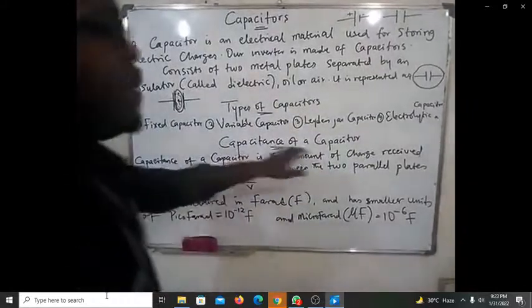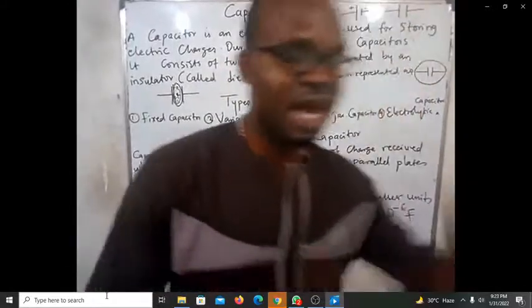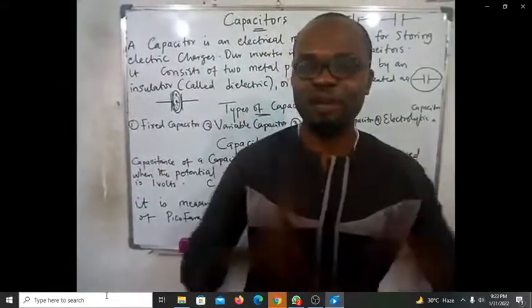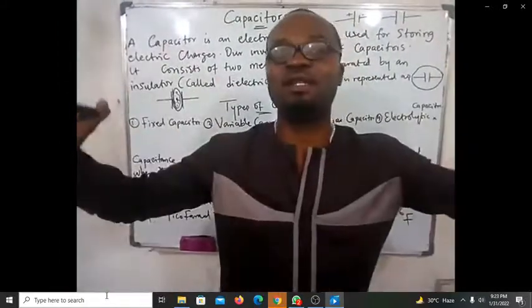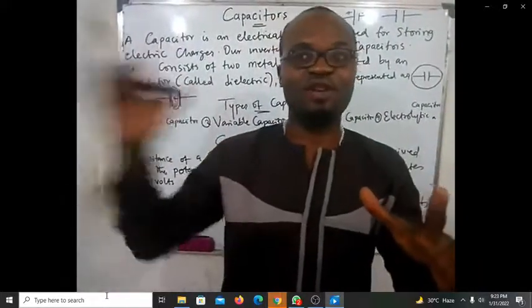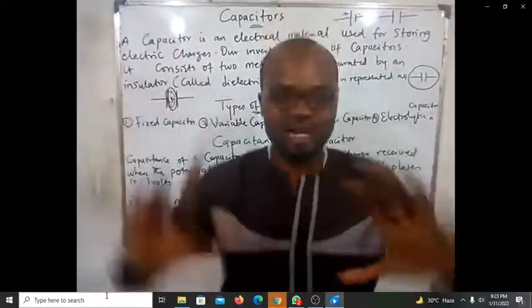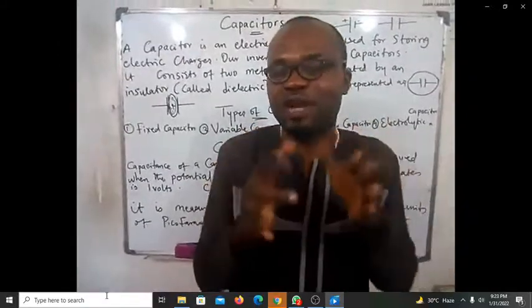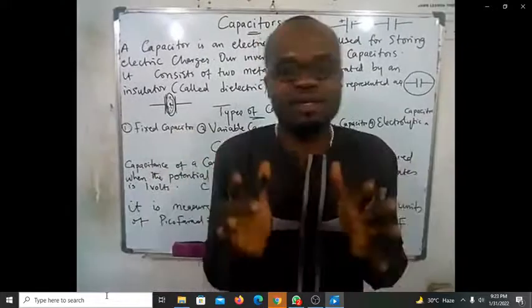Now we talk about the capacitance of a capacitor, the ability of a capacitor to store charges. A capacitor that has very high capacitance will store more charge, so that when the NEPA light or electricity goes out, it can supply much light. But if this capacitor has very small capacitance, the power is lesser.